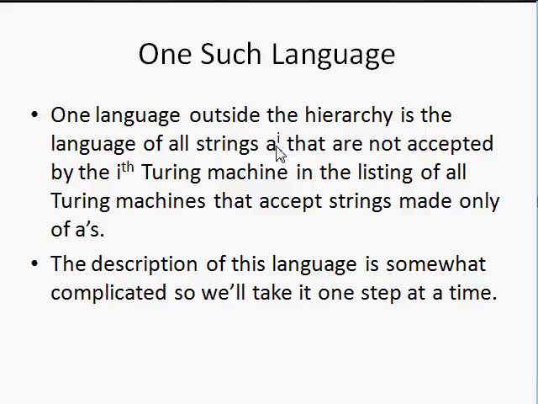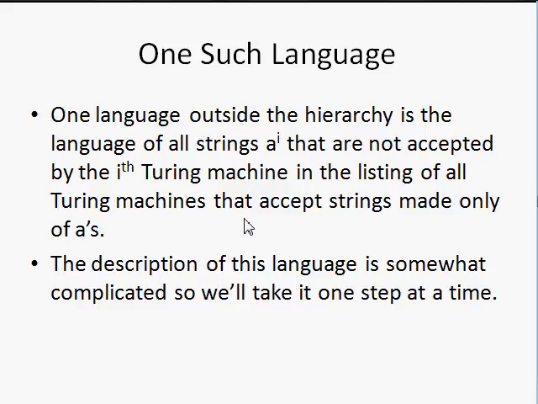And the string A to the i is not accepted by the ith Turing machine in the list of all Turing machines that accept strings made only of A's. All right, so let me say this again. We've restricted our alphabet to just A.